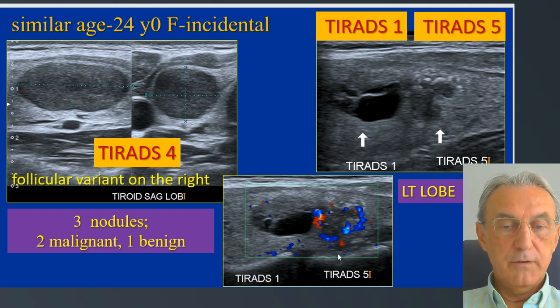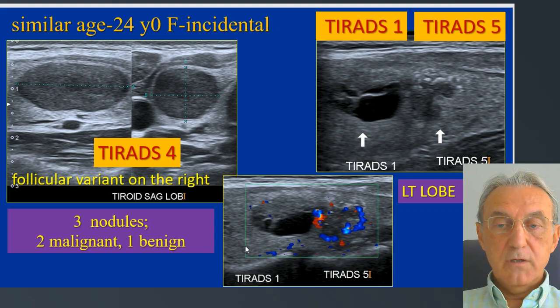On Doppler, you see that the Thyroid's 5 nodule is hypervascular. The pathologies turned out to be, the one on the right is follicular cancer, and the one of the nodules in the left lobe is papillary cancer.